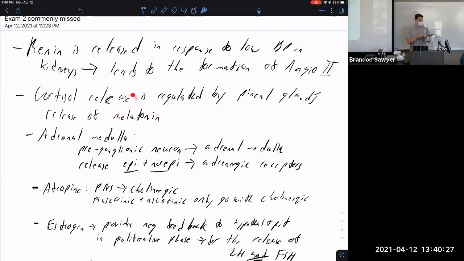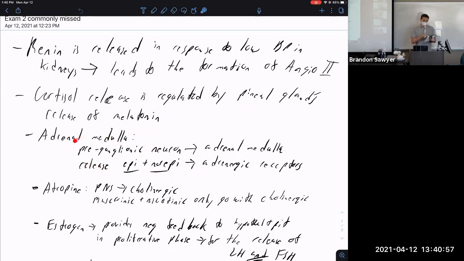Okay, another one. Those are the questions that less than 70% of the class got right, which are the ones I'm highlighting here. So the other one was that cortisol release is regulated by the pineal gland, right? That's that little tiny gland right in the middle of our brain, and that is where melatonin is released from. Okay, and that melatonin is released in response to how much light your retina receives. So that was one a lot of people missed.